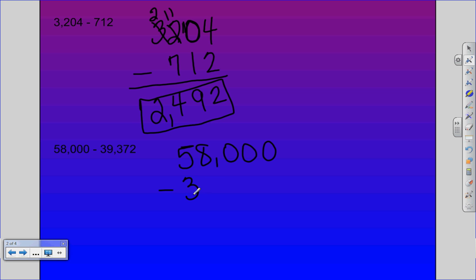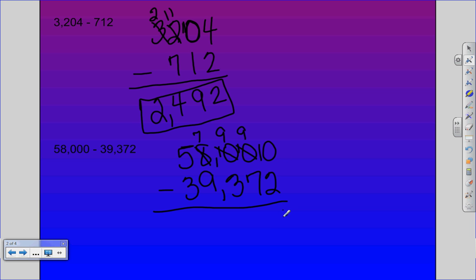minus 39,372. All right, this example is subtracting across zeros, and this will be on your quiz on Friday. You cannot do 0 minus 2, so you're going to have to come over here to the thousands place value and borrow a 7. This becomes a 10, 9. Continue to borrow over until you get to the ones place value. Now remember, this stays a 10. In class, some of us wanted to make this a 9, but it stays a 10 because it's your final place value to the right.